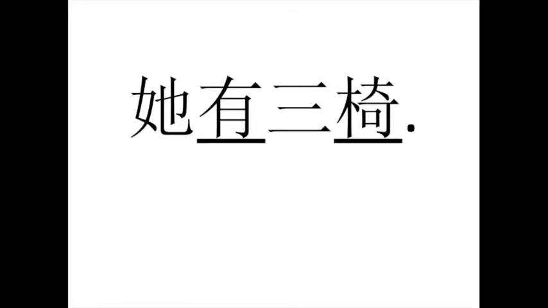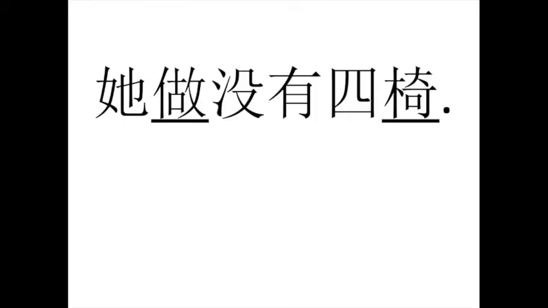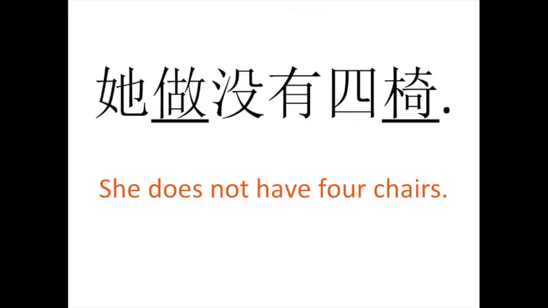Next, what is this? She has 3 chairs. Very good. She has 3 chairs. And what is this? She does not have 4 chairs. Do you remember chairs? It has the tree on the left side, that tree radical, and it looks like a person sitting at a desk with a computer, right?